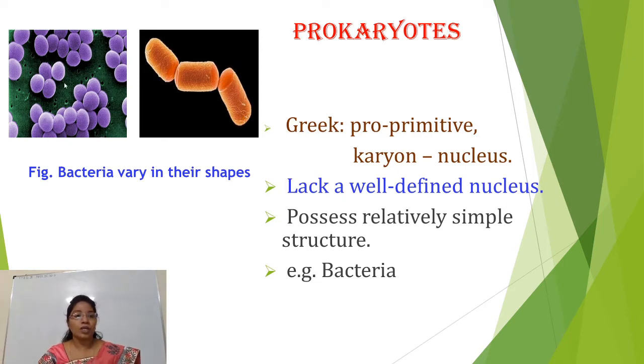Okay. So these are certain examples of prokaryotes. The well-known example of prokaryote is bacteria. So these are cocci, meaning spherical shaped bacteria, and these are bacilli, meaning rod shaped bacteria. As compared to eukaryotes, that is plants and animals, prokaryotes possess a relatively simple structure.